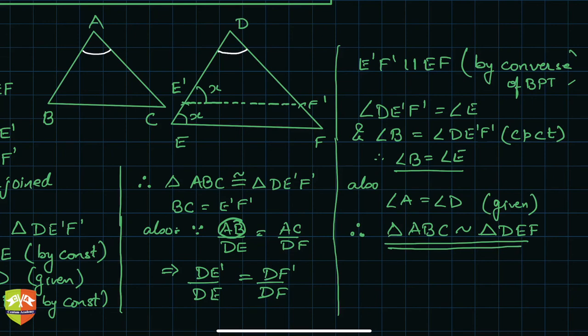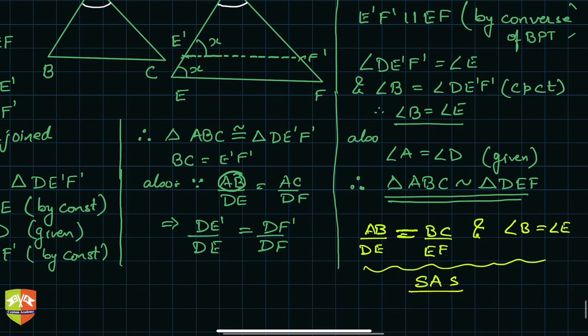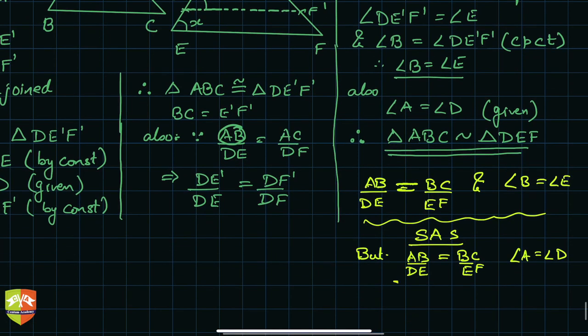So this is another similarity criterion, that the two sides and the included angle, again, please pay attention, if the sides are, let me write it over here, if AB by DE is given equal to BC by EF, and angle B is equal to angle E, which will be the included angle, in this case, SAS criteria will hold. But let's say AB by DE is given to be equal to BC upon EF, but it's given that angle A is equal to angle D. This is not SAS criteria, because the angle is not included.